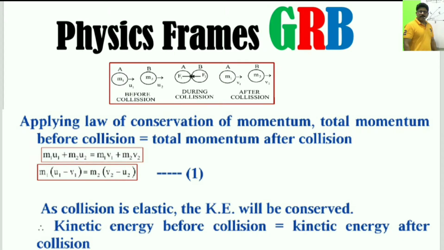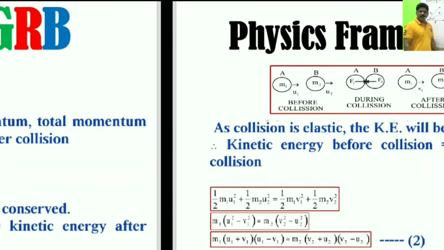As the collision is elastic, the kinetic energy is conserved. According to the definition of elastic collision, both kinetic energy and momentum are conserved. So kinetic energy before collision is equal to kinetic energy after collision. One thing you remember: in elastic collision, not inelastic collision, kinetic energy and momentum both are conserved. So the conservation of linear momentum is completed and we wrote the equation for that. Now kinetic energy before collision should be equal to kinetic energy after collision.